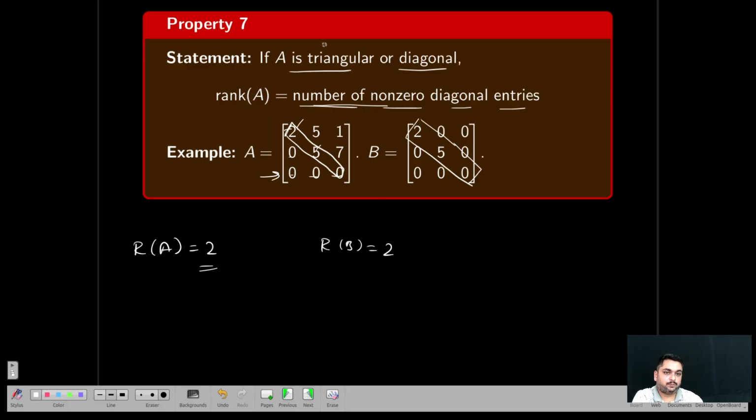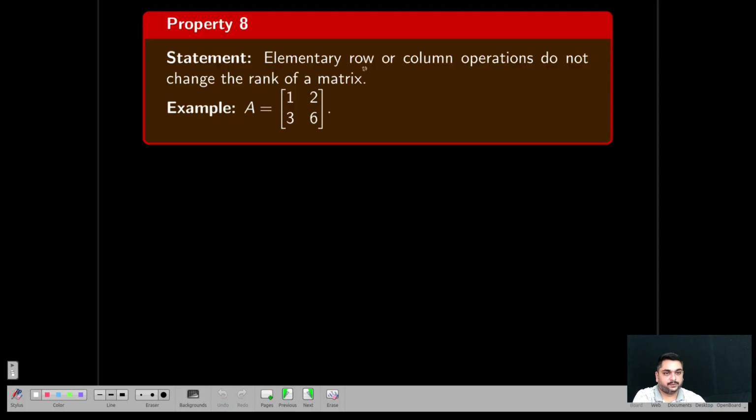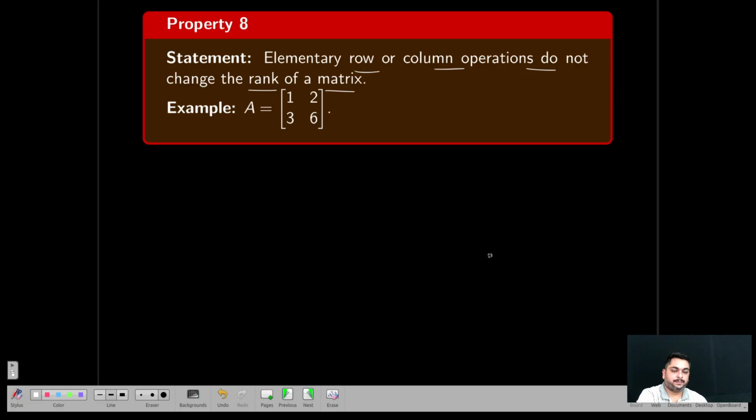Again, according to the property, the number of non-zero diagonal entries is 2. Okay, the count is 2, that is verified. Next, elementary row or column operations do not change the rank of the matrix. So when you convert it into row echelon form or column echelon form, you have already seen it doesn't affect the rank.